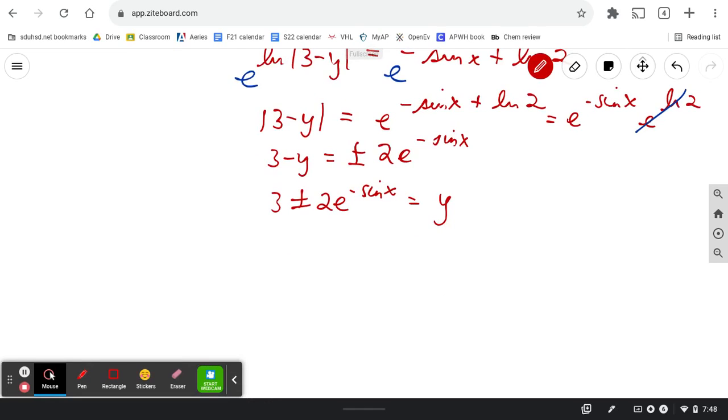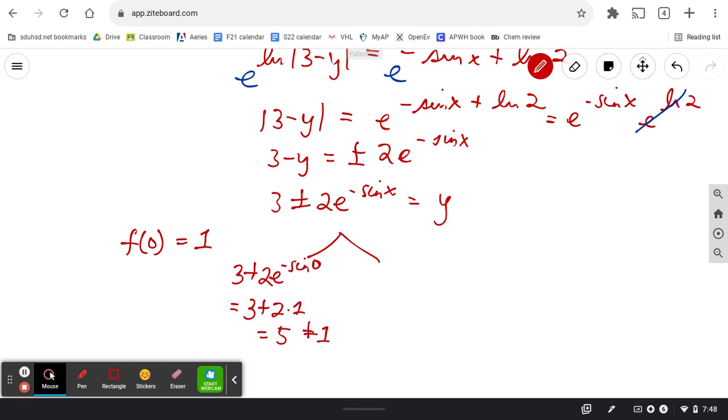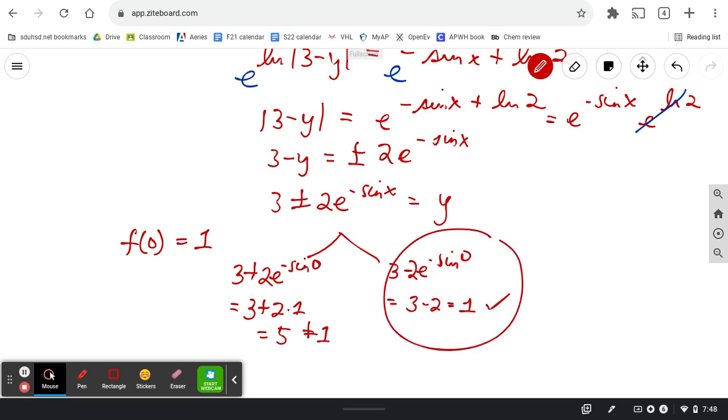the best way to do it is to just plug in points. So we already know from our initial condition that f of 0 equals 1. So if we had 3 plus 2e to the negative sine of 0, well, sine of 0 is always 0, and e to the 0 is 1. So this would equal 3 plus 2 times 1, which is 5, which is not 1. If we choose the minus sign, we will get 3 minus 2, which is 1. So we need to choose the minus sign.